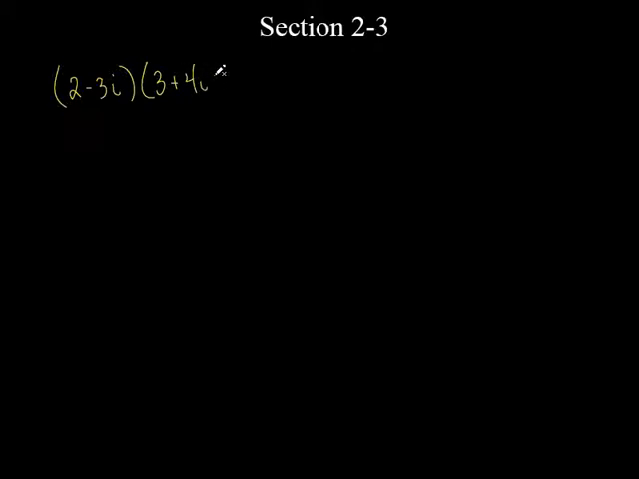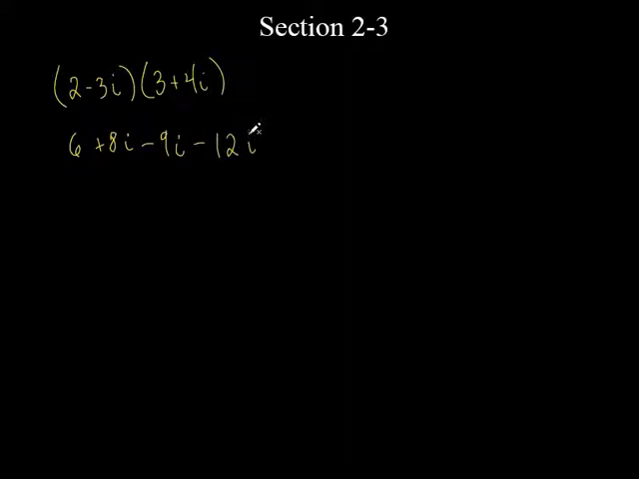Alright, so what I'm going to do is do a little multiplication here. And let's do two binomials. Okay, so FOIL method, right? So let's go ahead and do that and see what we get. First, outside, inside, last. So the first is 6. Outside is plus what? 8i. Inside is minus 9i. And then the last is minus 12, what?